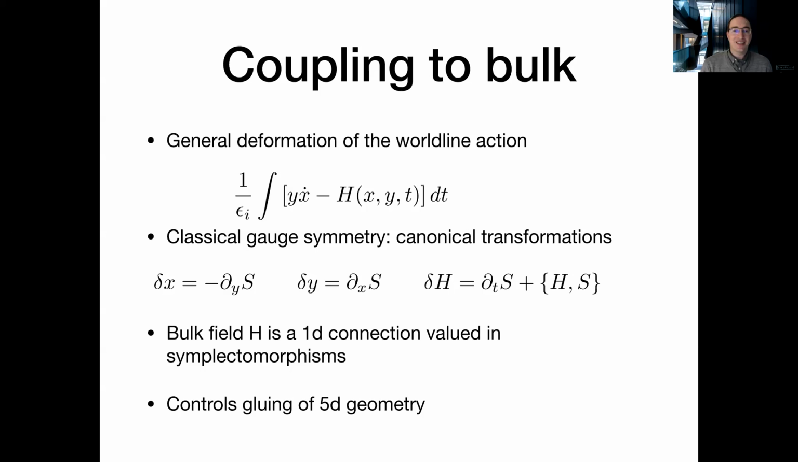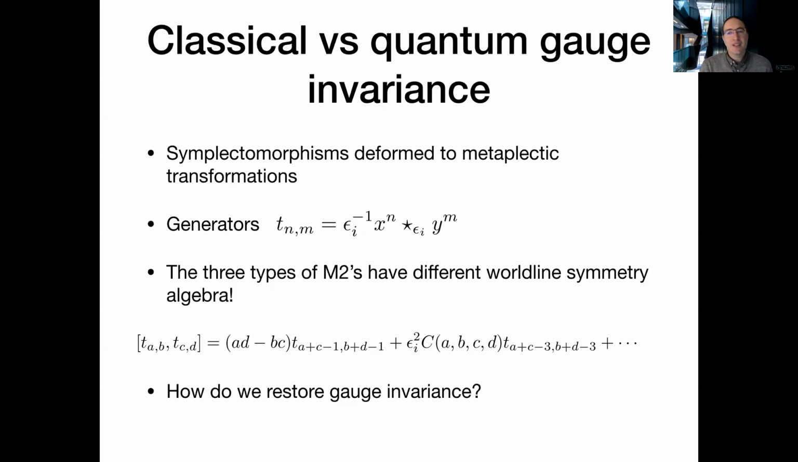Notice I have three M2 branes, and the actions of the three M2 branes have different ħ in front. And I want these actions to be simultaneously gauge invariant. Well, there is a problem. Once I iterate this action quantum mechanically, the action of symplectic automorphisms is deformed. Symplectic automorphisms don't act in quantum mechanics. The metaplectic group acts. Right?